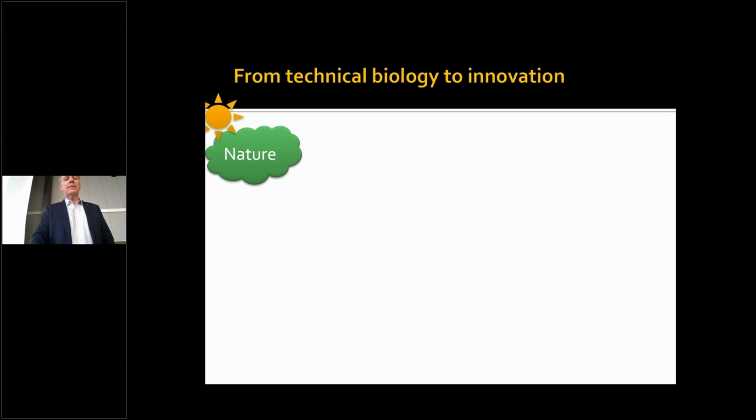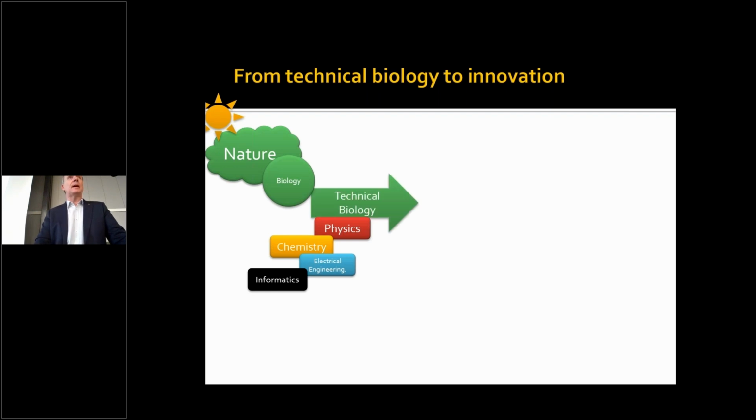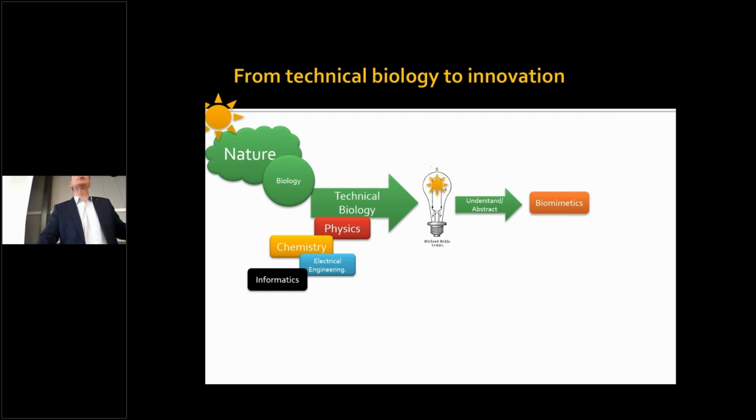First you have nature, and then you have the biologists. They are analyzing biology. They use informatics to collect and analyze all this data. They use electrical engineering to build sensors or data collection systems and so on. They are using chemistry to analyze, for example, metabolism. They use physics to understand the physical properties of these systems. And all this ends up in technical biology. Using this, you can transfer it to an idea, and when you understand it and find some kind of abstraction, that ends up in biomimetics, and you come to a solution.